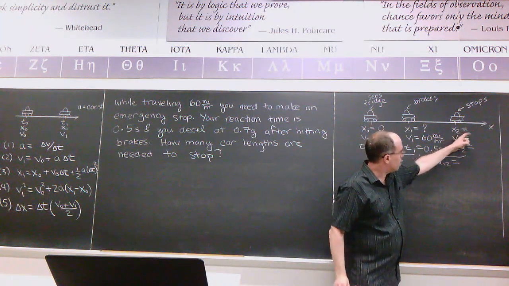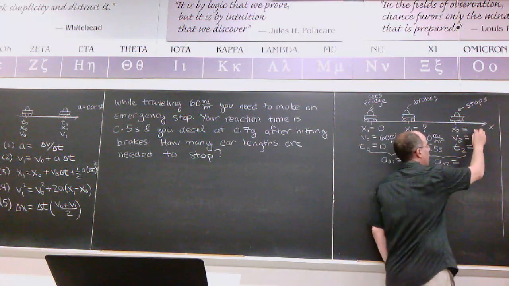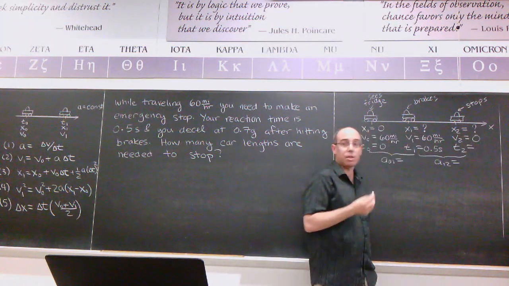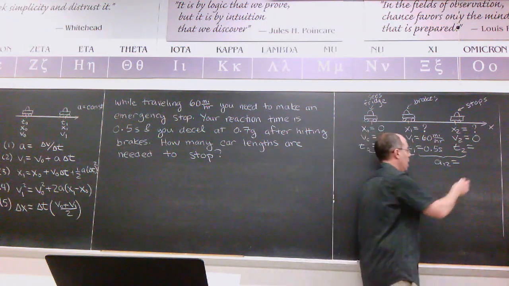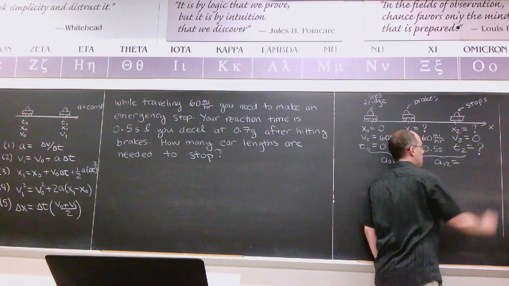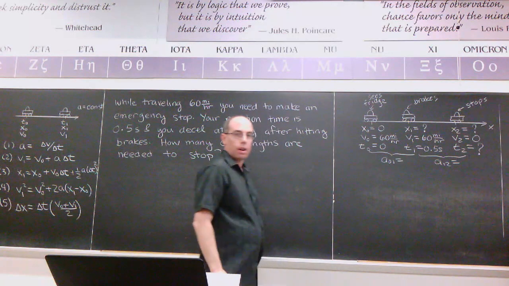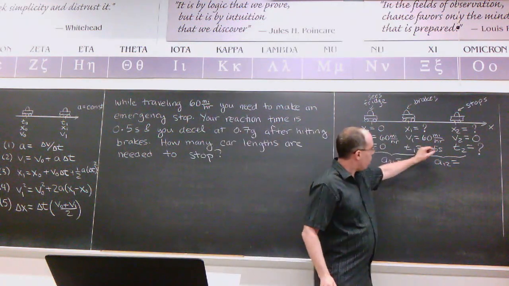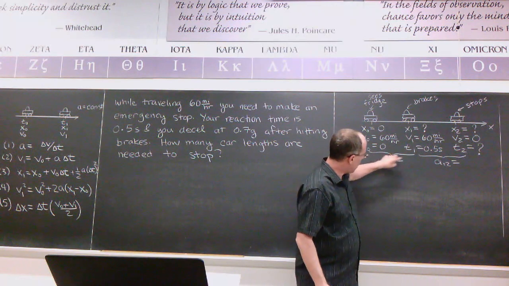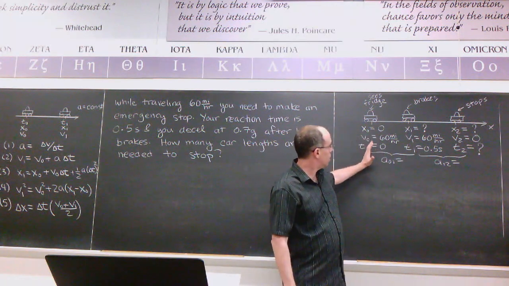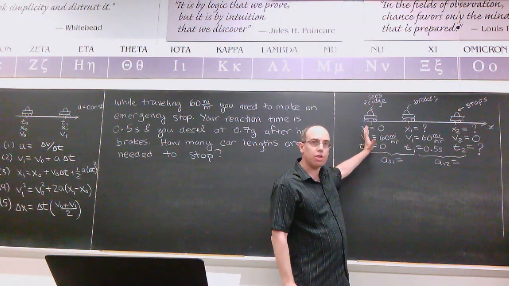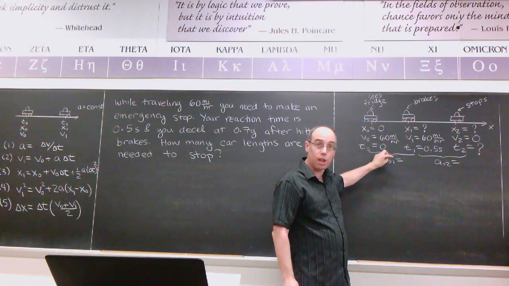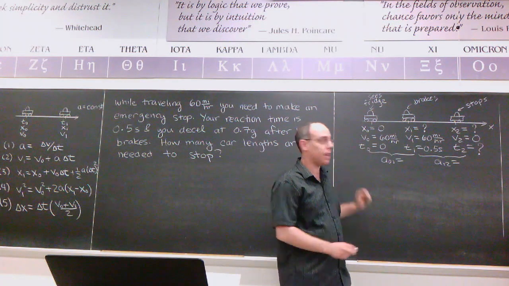Okay? Now the position where you stop, that's what we're trying to figure out. The velocity when you stop is 0. And we don't know the time when you stop. All right. So now we have to put in the accelerations. So between the time you see the fridge and the time you hit the brakes, the acceleration is 0, right? You haven't started braking yet.